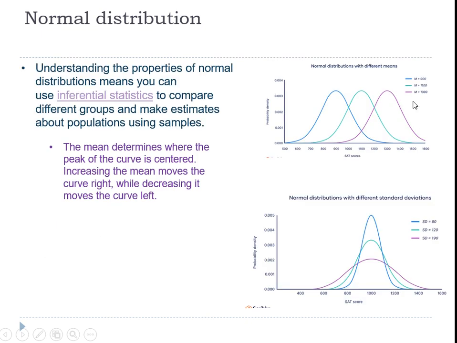Now coming to the normal distribution for different means. Understanding the properties of normal distribution means that you are using some kind of inferential statistics to compare different groups and making estimates about the population. So basically we are making comparisons between different groups.